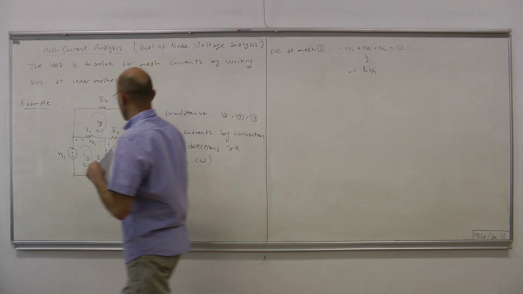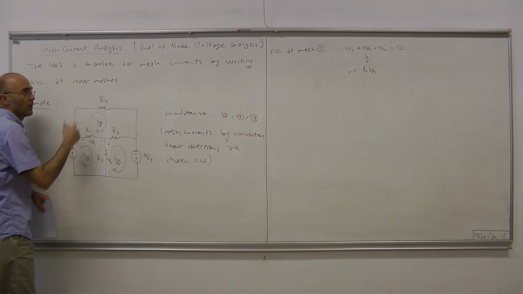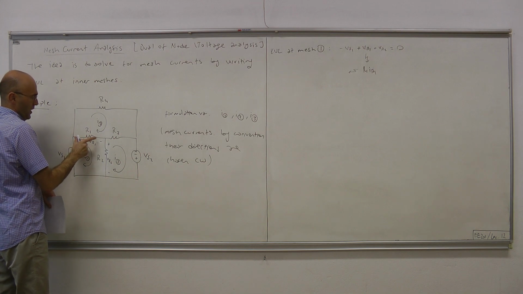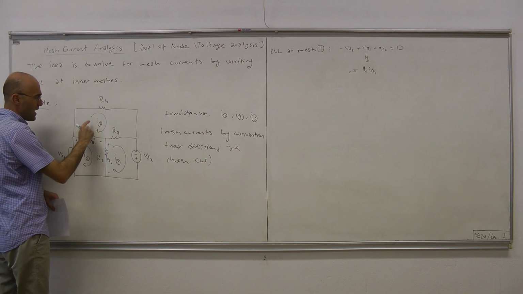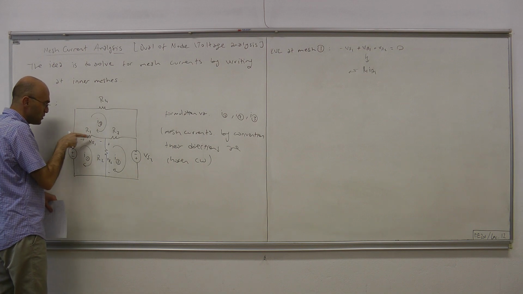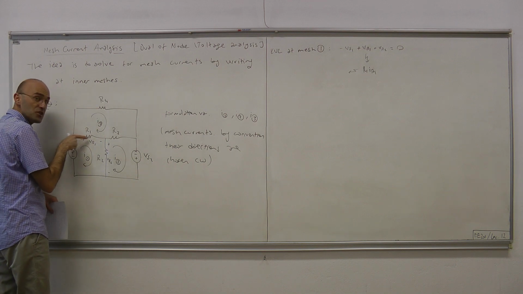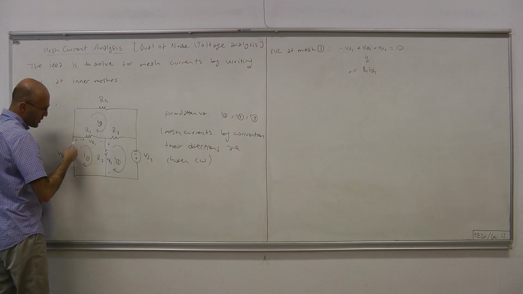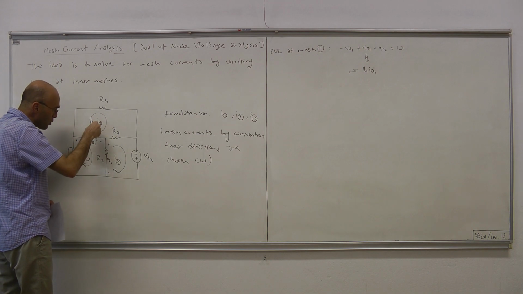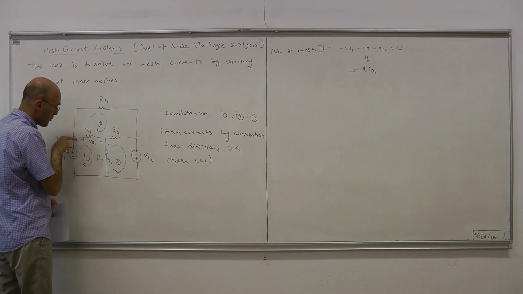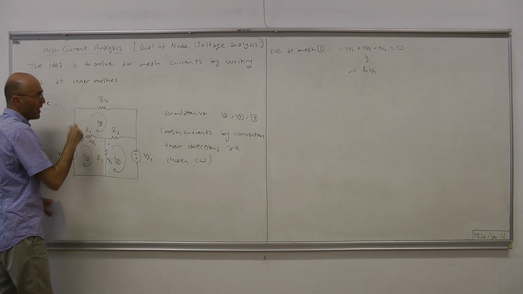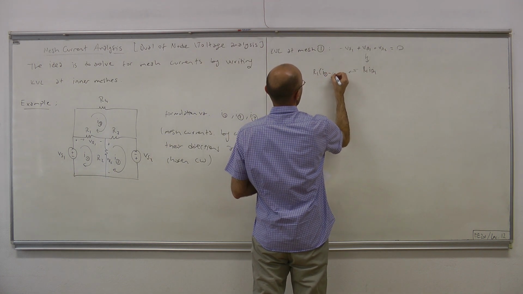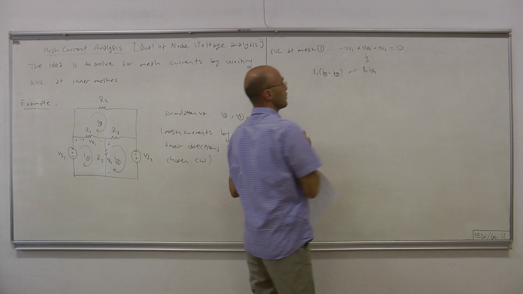what's IR1? IR1 is, according to our labeling, this current, and this branch is between first mesh and 3rd mesh, and the direction of the current that we're talking about is from left to right, and it's in the same direction with mesh number 1, it's in the opposite direction with mesh number 3, therefore this current is I1 minus I3. Okay. So R1 times I1 minus I3.